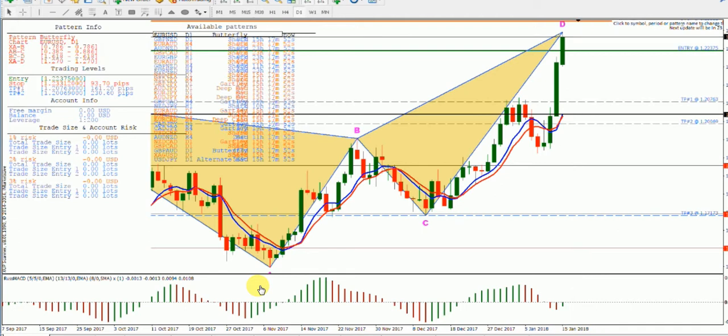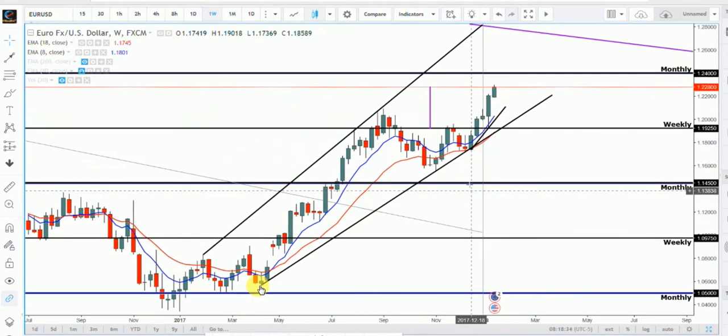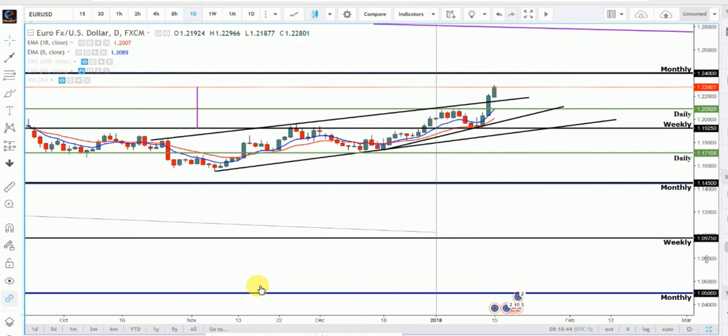So let's go break it down. All right? So in the weekly, we had that bullish closure. The moving averages are up on all time frames. Now, like I said, even on the weekly time frame, we still see that pattern forming up. We still see it. All right? So we don't have any real confluences just to go short just yet.